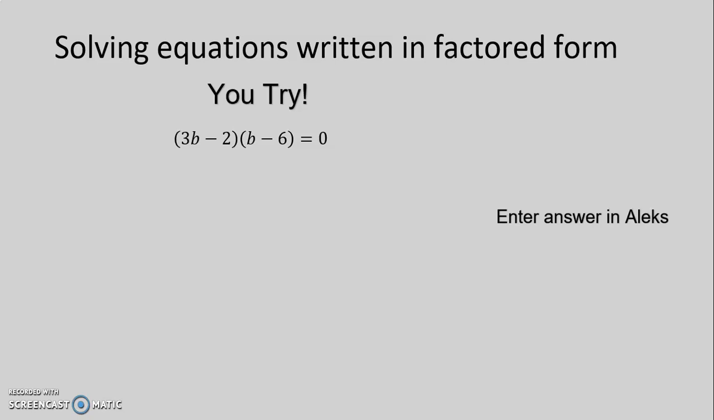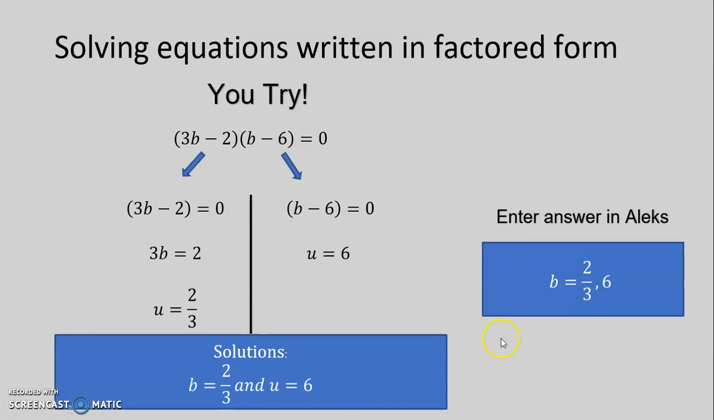All right, hopefully you've had a chance to work that out on your paper. So remember, we set both of them equal to 0. On this side, we have 3b minus 2 equals 0. Solving that, we get 2/3. On this side, very similar, b minus 6. Add 6 to both sides, get b equals 6. And again, you're going to type into ALEKS 2/3 and 6. Those are our two solutions.